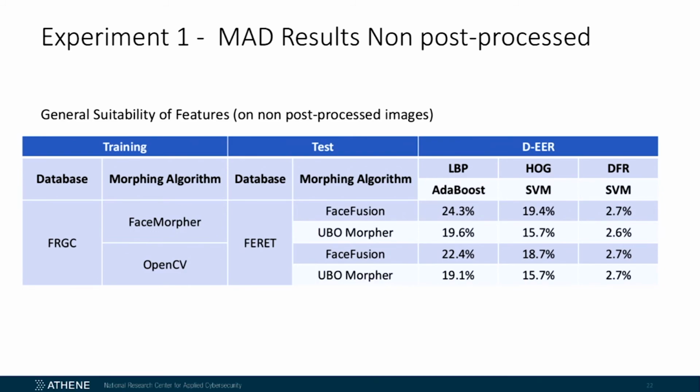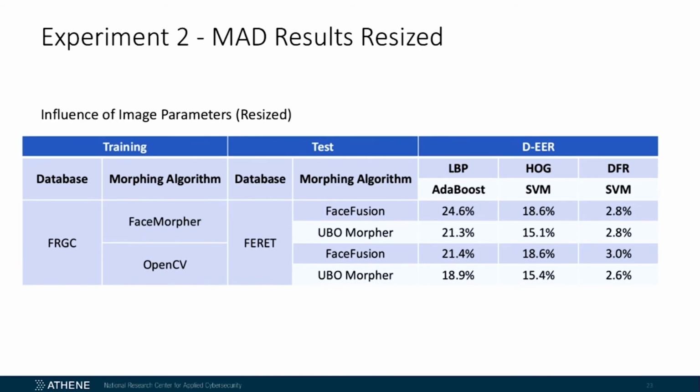The first experiment was to evaluate if any of those feature extractors in combination with classifiers are suitable to detect morphing attacks at all. The current state of the art of morphing attack detection is LBP or HOG. And here you can see that on our database, we are able to detect images with above 20% detection equal error rate for LBP, or for HOG above 15%. And the deep face representations achieve error rates below 3%.